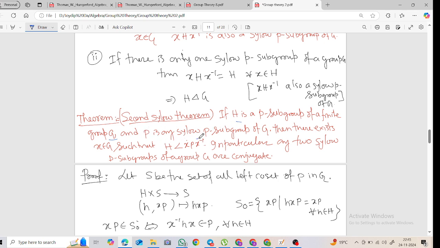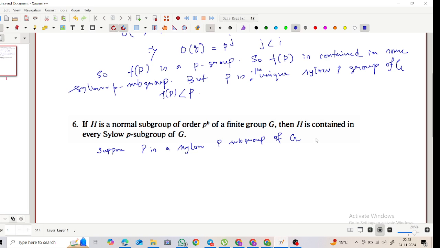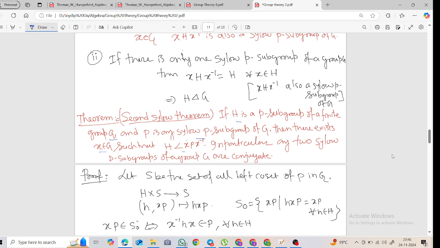Okay. P is any Sylow P subgroup. Then there exists x belongs to G such that H is a subgroup of this. Okay. For any P subgroup, this happens, right? True, no? So there exists x such that H is a subset of xPx inverse, right? It means x inverse H x is a subset of P. But H is normal, so this is H, no? Okay. This is by Sylow's second theorem.